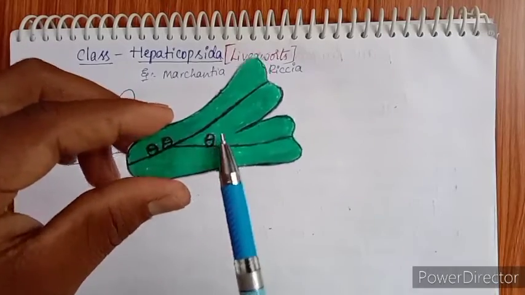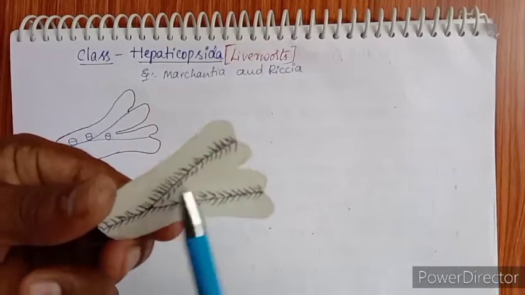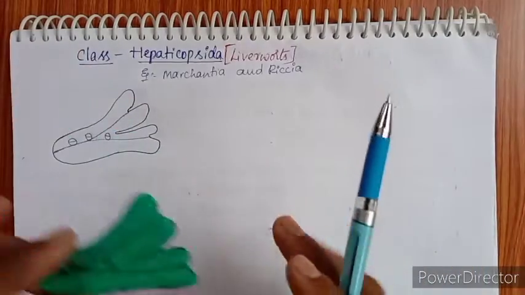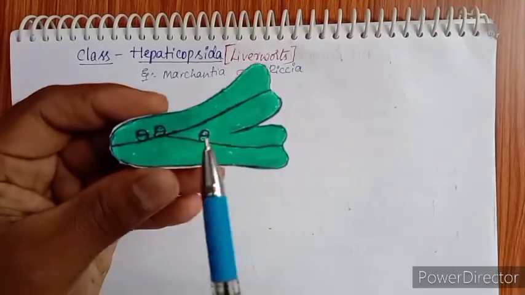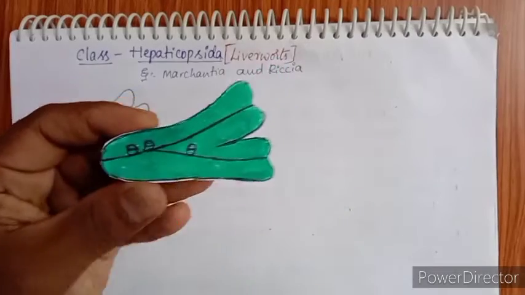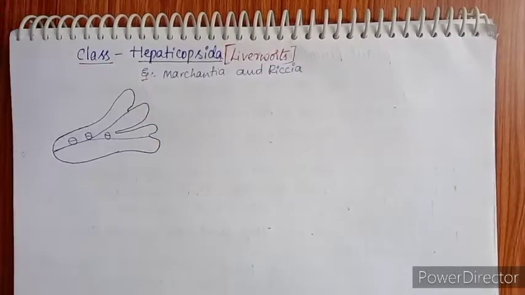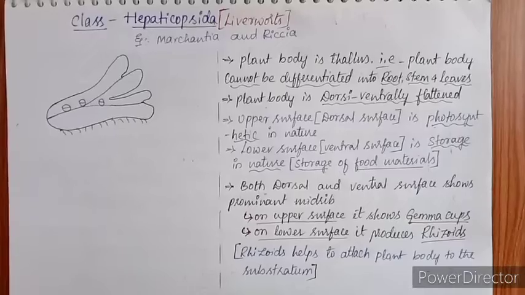Upper green photosynthetic, lower non-photosynthetic, and meant for storage of food material. And we can find some important features on the upper surface, which has Gemma cups. So we can find the presence of Gemma cups on the upper surface.